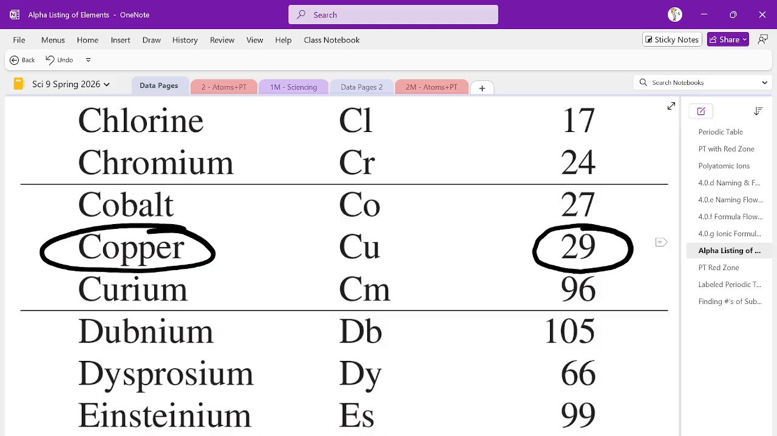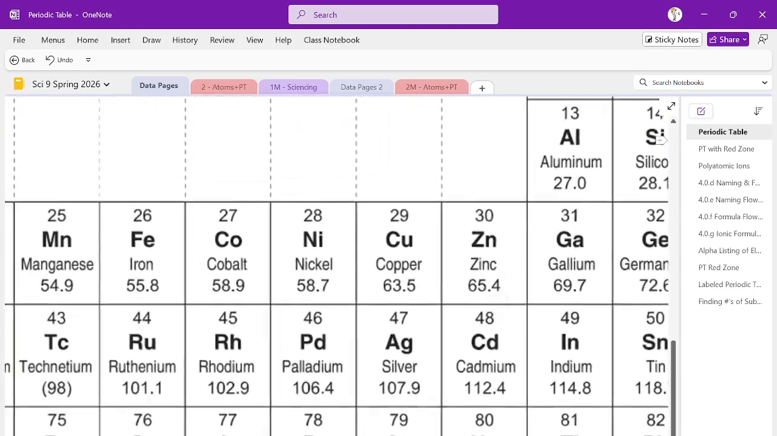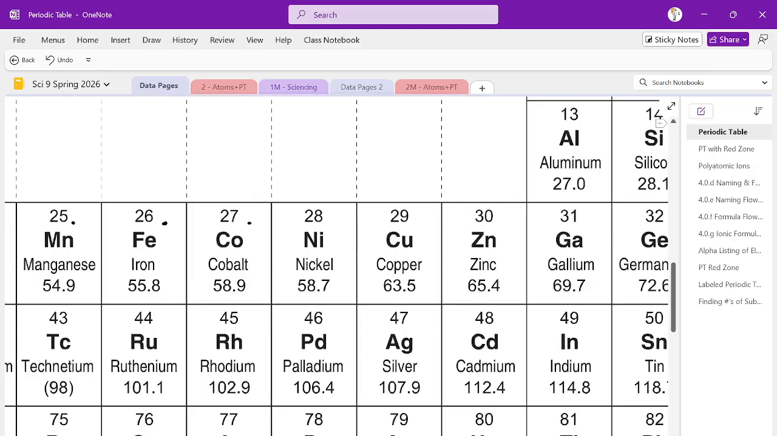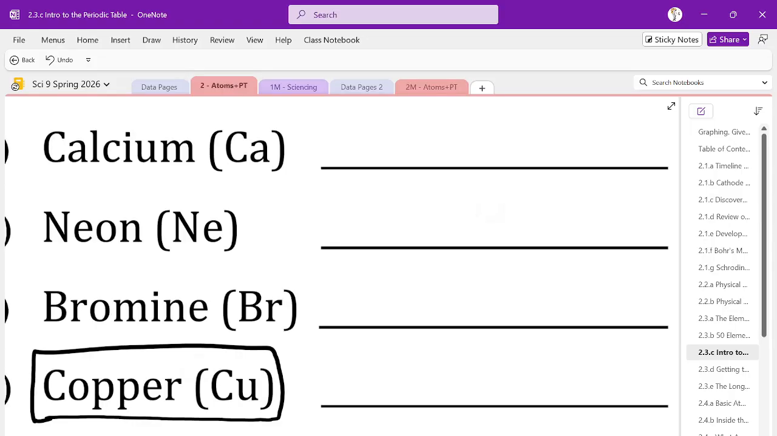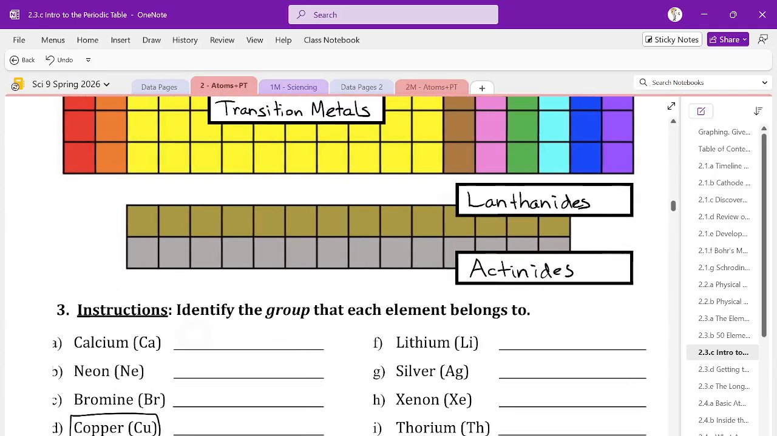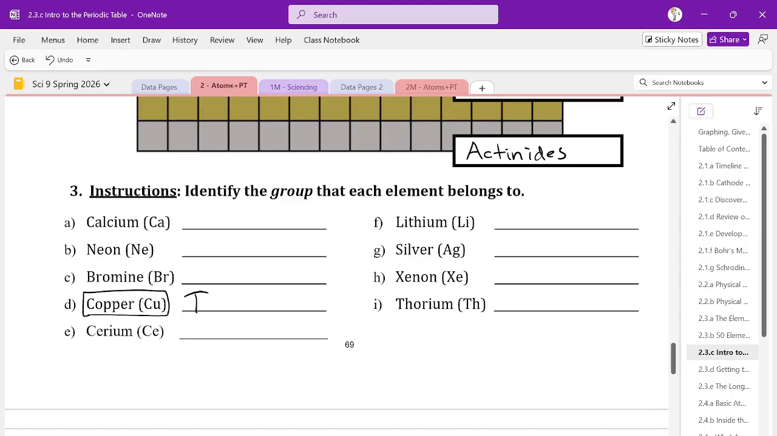Once you've done that, you can flip back to your periodic table and say, where is number 29? Well, we've got 25, 26, 27, 28. Here is 29. There's copper. It's in that middle section, okay, the very middle section of the periodic table. So we go back here and we say, what is that middle section of the periodic table called? Those are called the transition metals. So this is a transition metal.